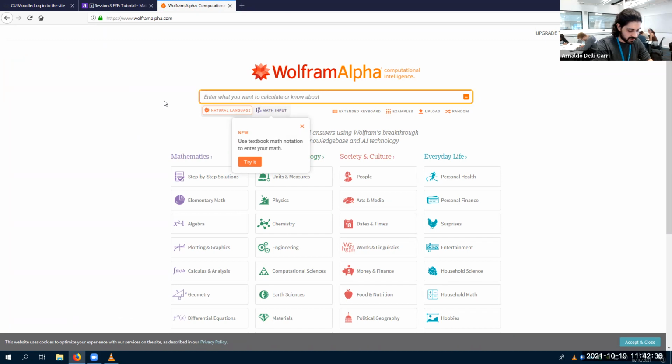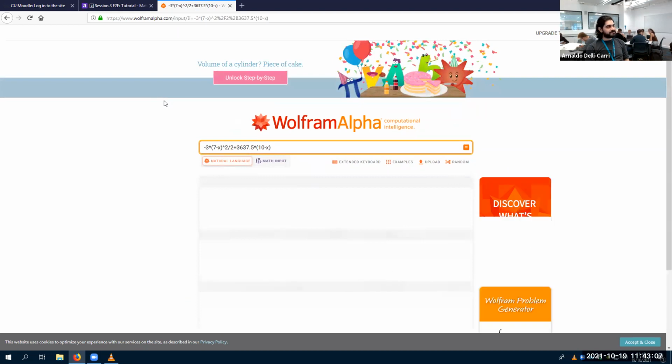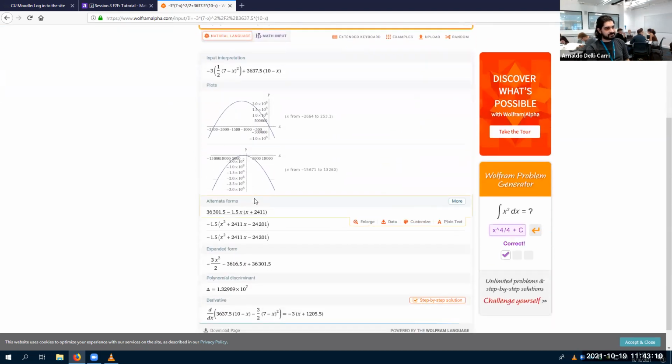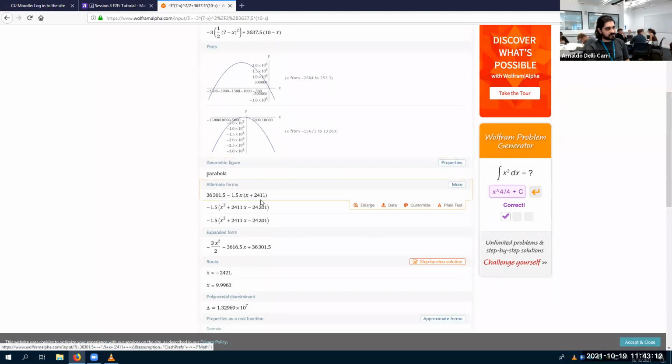So we have minus 3 times 7 minus x squared divided by 2 plus 3,637.5 times 10 minus x. There you go. Is there an expanded form? There you go. This one.